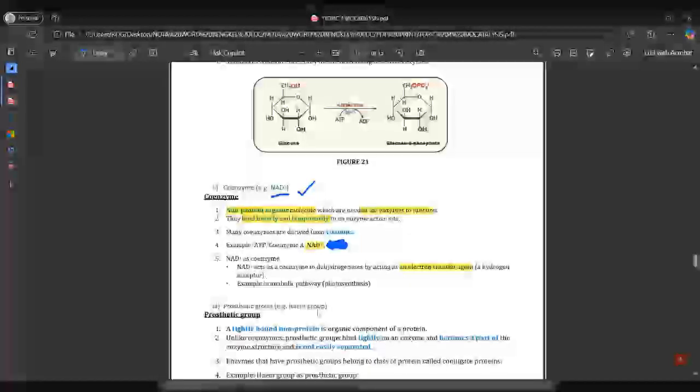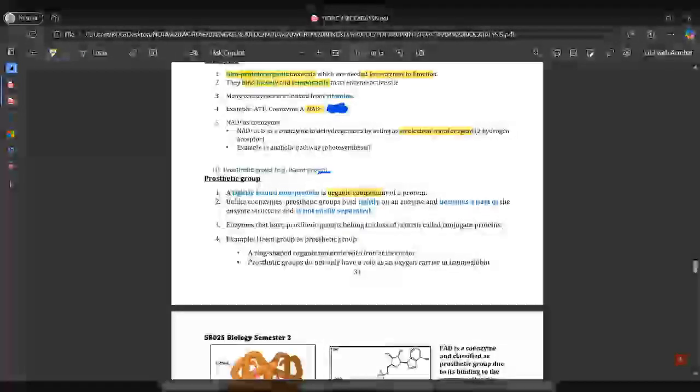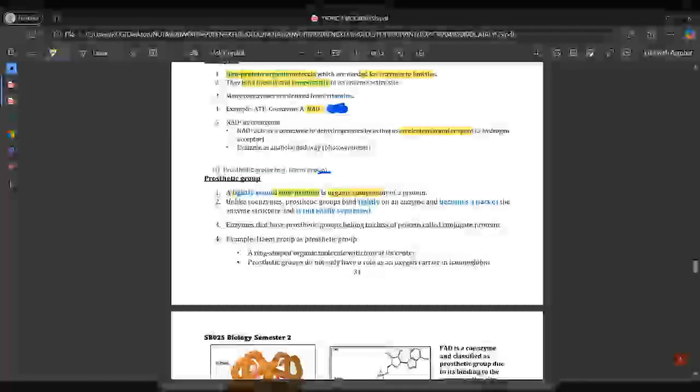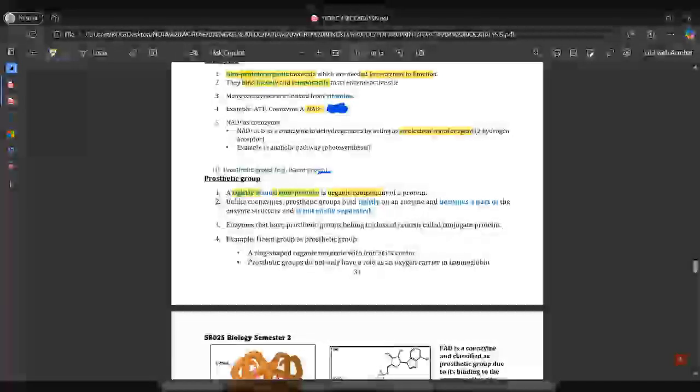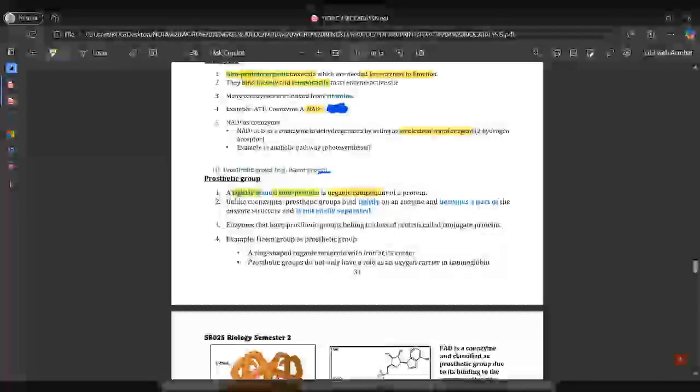But the example of prosthetic group that we normally use is the heme group. So what is the difference between coenzyme and prosthetic group? Prosthetic group can be an inorganic compound, and it can also be an organic compound. Both are non-protein molecules. So the difference between coenzyme and prosthetic group comes from being permanently tied. Prosthetic group is tightly bound with the enzyme. They are not going to detach from the enzyme. They are permanently attached to the enzyme, and they are part of the enzyme. So that is a prosthetic group.